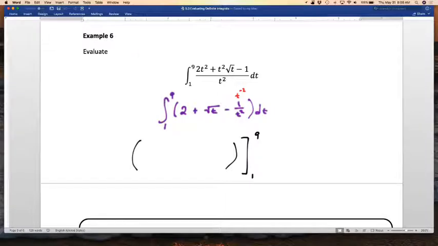Not x. That's why I said with respect to t. That's our independent variable. So that's going to become 2t.